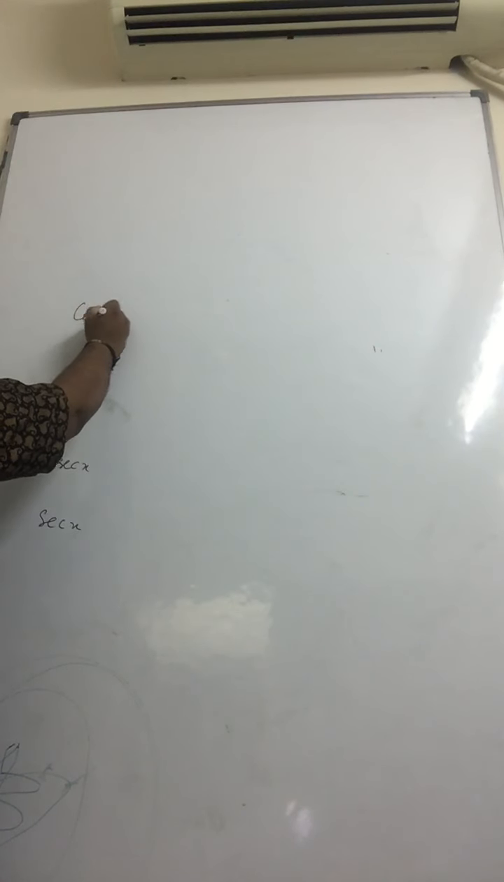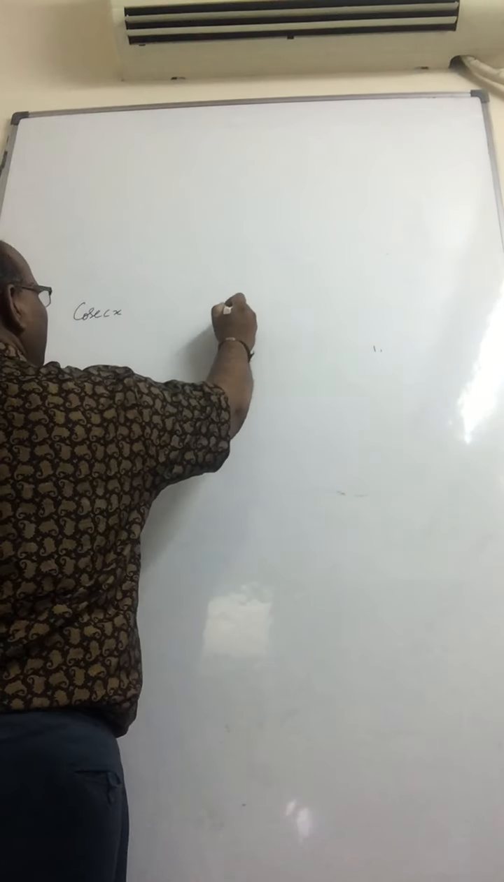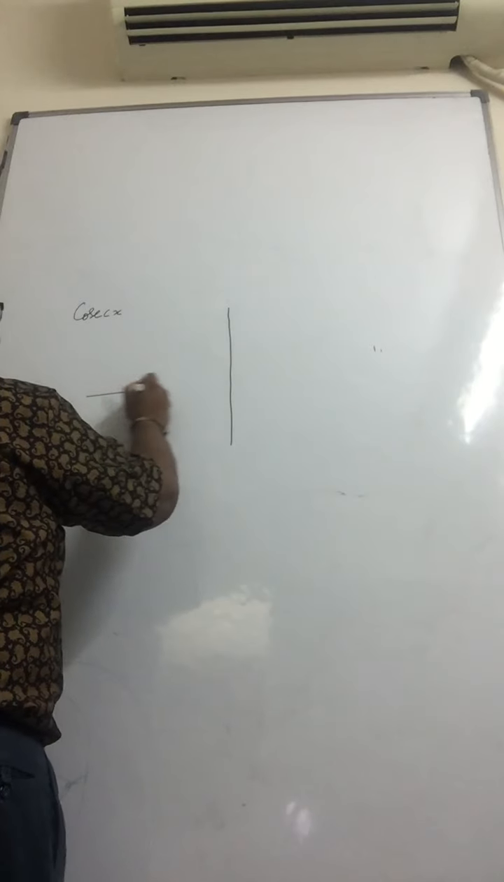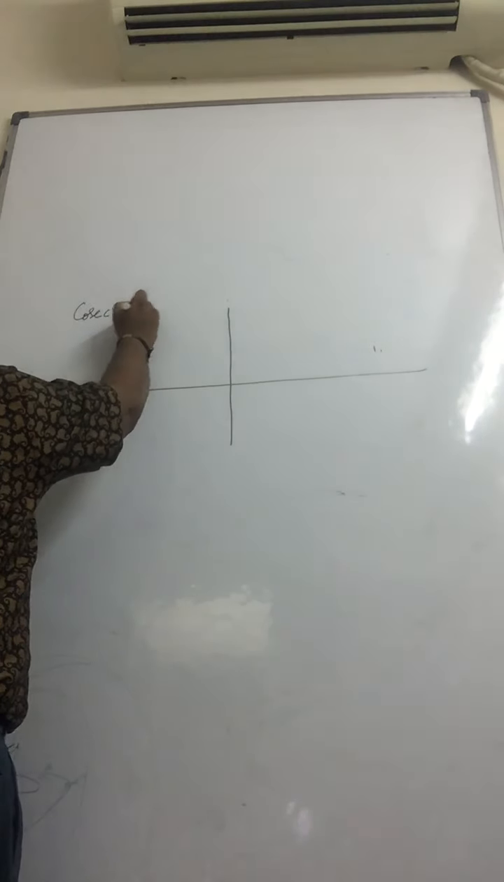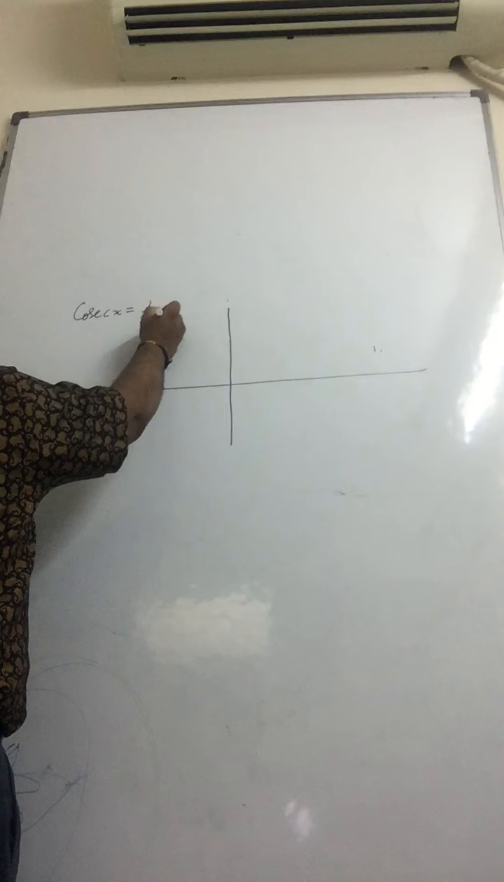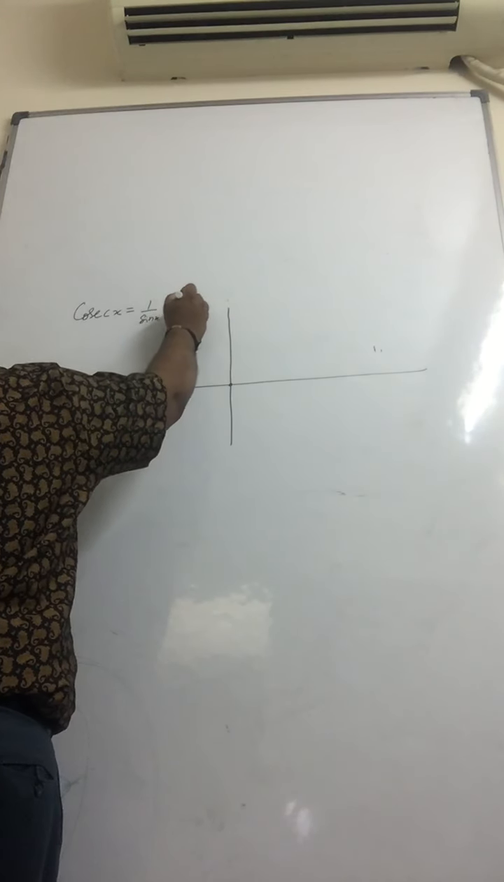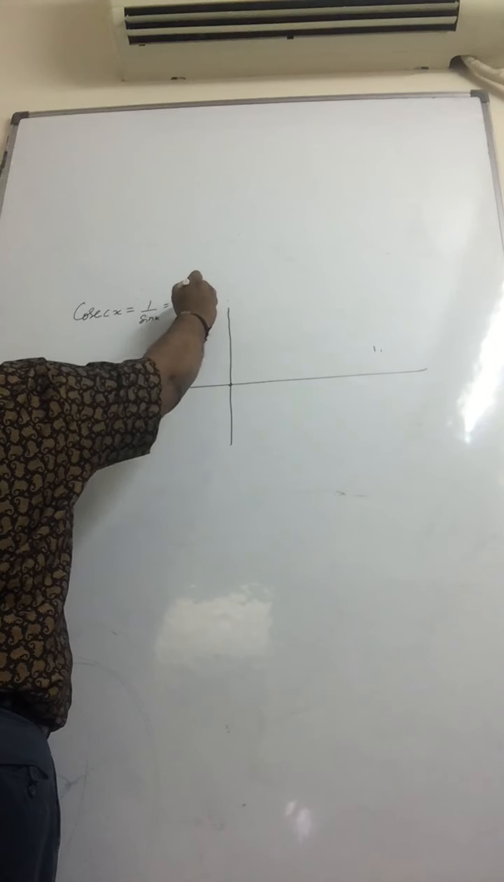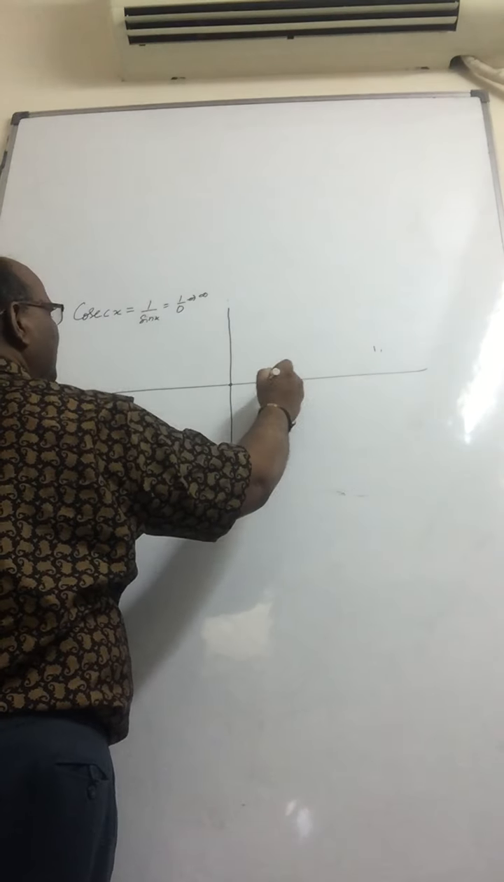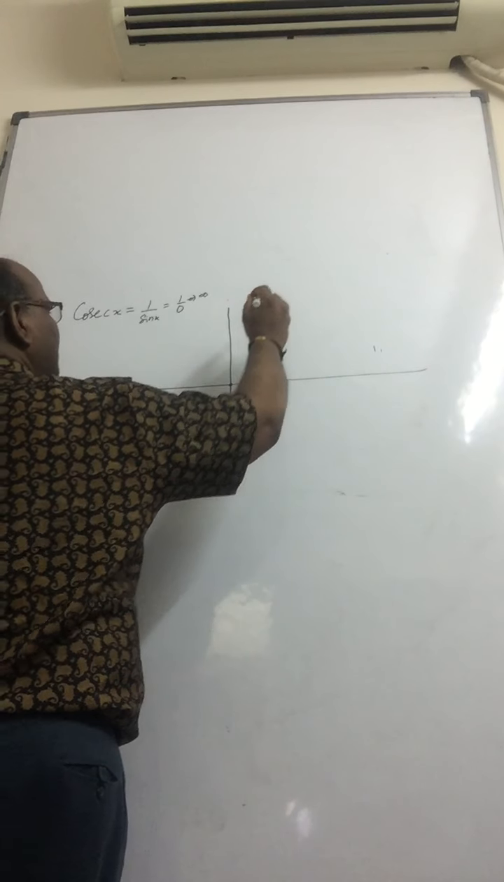Now let us draw the remaining functions: cosecant x, secant x and cot x graphs. Here, once you know the sine function values, cosecant is the reciprocal of sine x. You know sine 0 is 0, so cosecant 0, that is 1 by 0, we represent as approaching infinity. Cosecant 90 is 1.